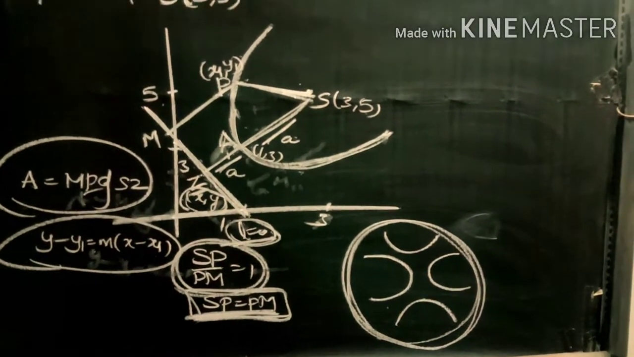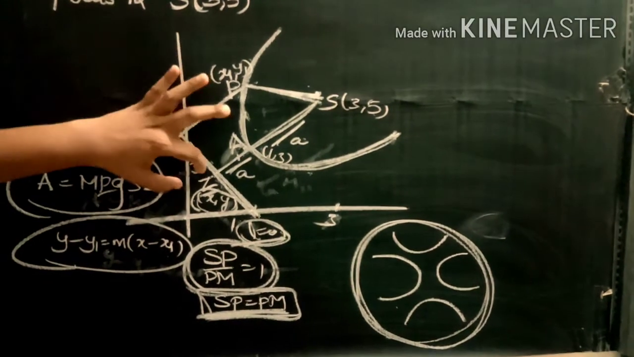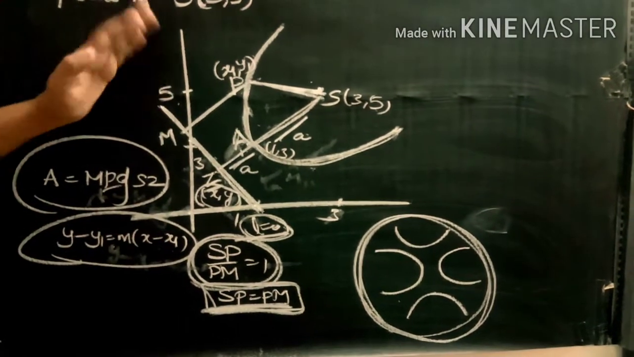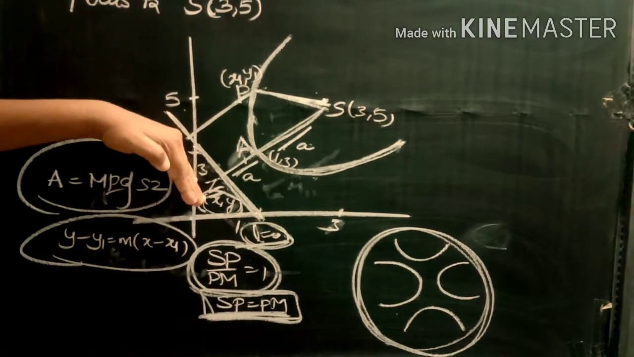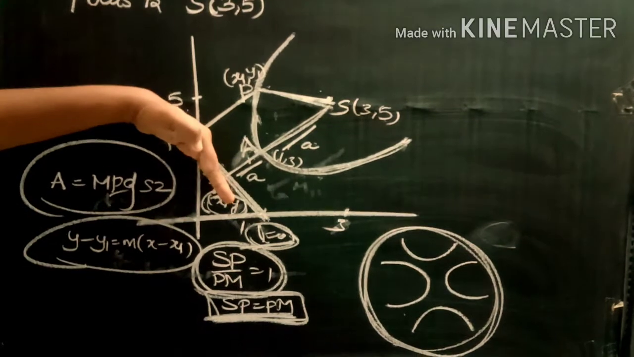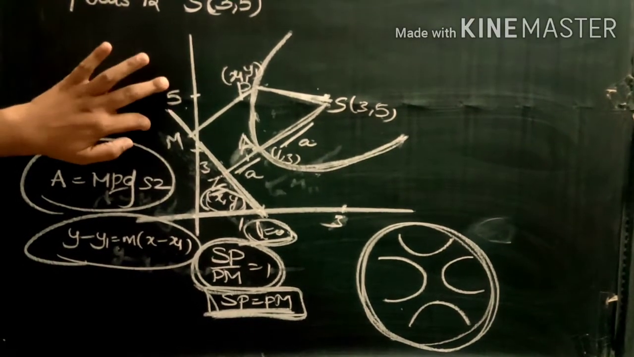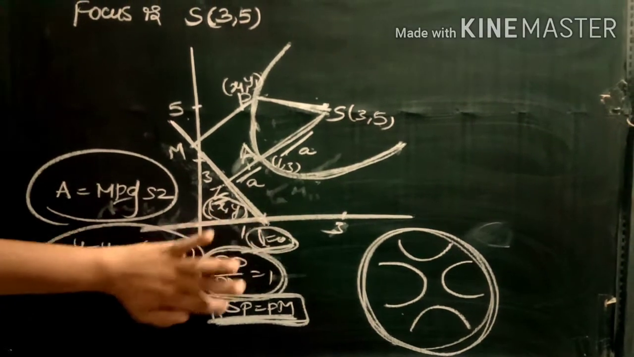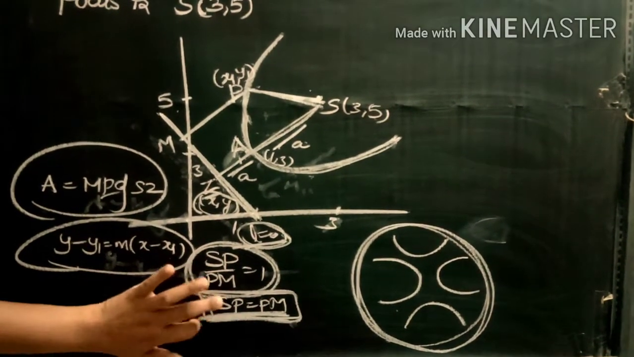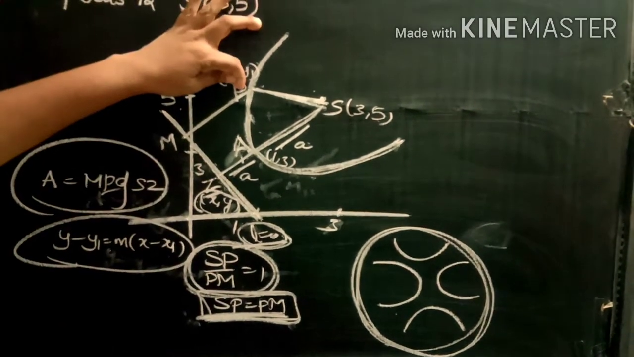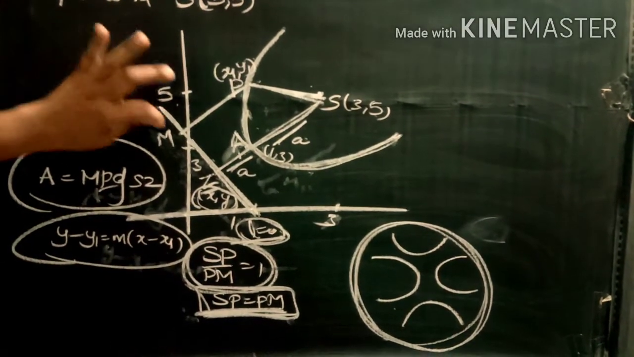So the procedure is, first we find the Z coordinates using the concept that A is the midpoint of SZ. After that, we find the equation of the directrix: first the slope of SZ, then the slope of the directrix, and then its equation. After that, we apply the definition of the parabola, SP by PM is equal to 1, SP is equal to PM, where SP is the distance between the points S and P and PM is the perpendicular distance from the point (x1, y1) to the directrix.